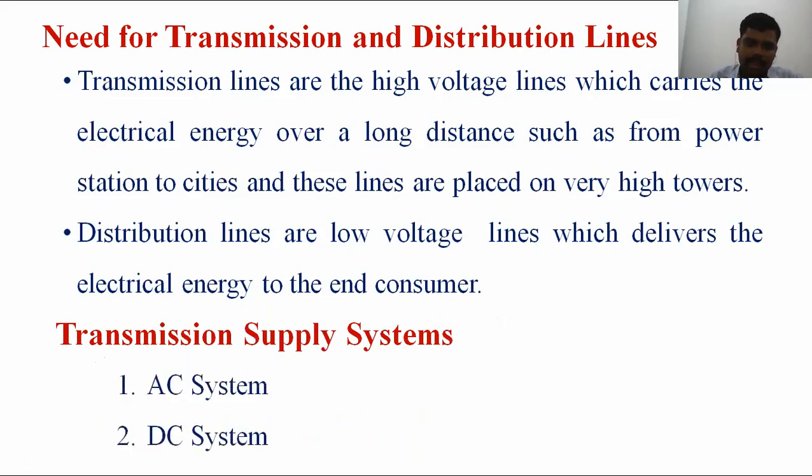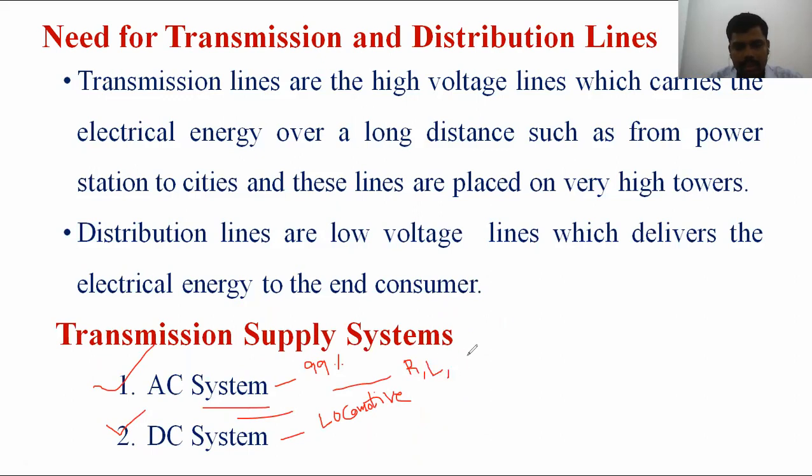And the transmission supply systems are classified into two types: one is the AC system, another is the DC system. But 99% we prefer the AC system, and the DC system is used only for the locomotive, that is electric traction. In the AC system, three parameters are available: resistance, inductance, and capacitance. But in the DC system, only resistance is available; the inductance and capacitance are eliminated or neglected.